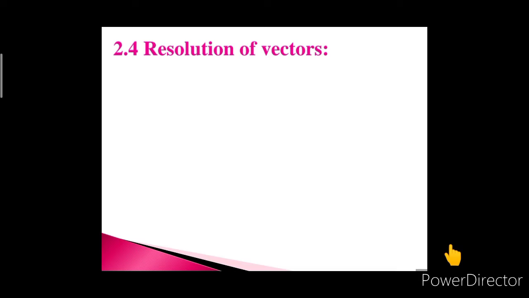A vector can be written as a sum of two or more vectors along certain fixed directions. For example, vector v can be written as vector v is equal to v1 alpha cap plus v2 beta cap plus v3 gamma cap. As we know, a vector can also be written as a product of the magnitude of the vector and a unit vector along a given direction.